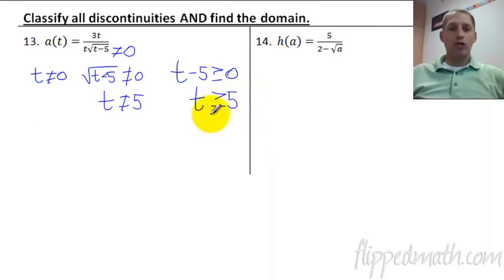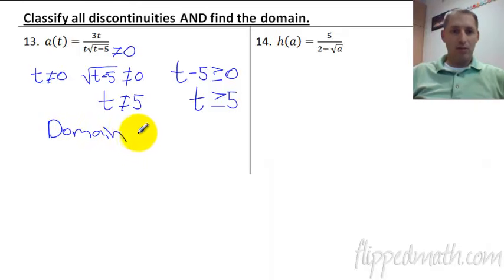So the restriction on the domain is what? What's the most restrictive thing? It can't be 0, it can't be 5, and it has to be greater than or equal to 5.